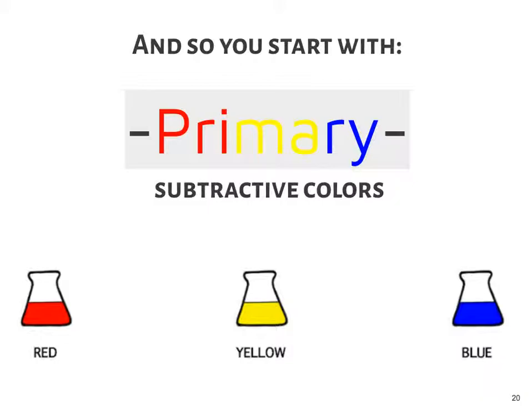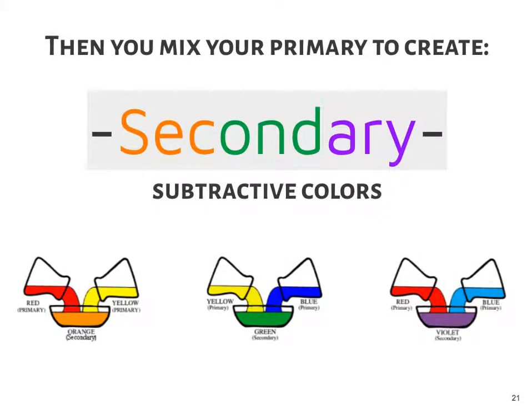So you have a bottle of red, a bottle of yellow, and blue. Those are your primary colors. With your primary colors, you can create your secondary colors because what you do is you mix them among each other to create secondary colors. As you can see here, red and yellow make orange, and orange becomes a secondary color. Yellow and blue create green. Red and blue create violet. So your secondary colors, as the word shows, are orange, green, and violet.